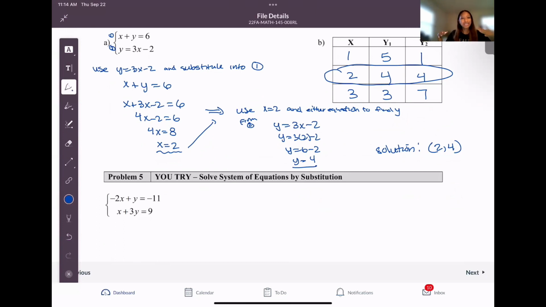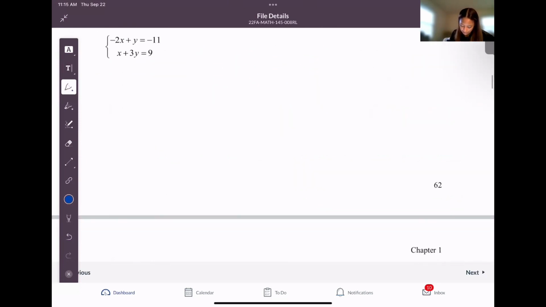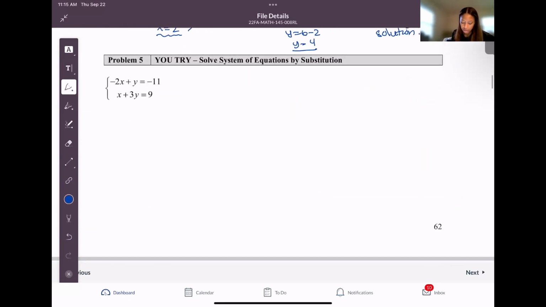All right, so we try in problem 5. Are there multiple points? No, just this one. So for problem 5, when we look at these two equations, we have negative 2x plus y equals negative 11. And then x plus 3y is equal to 9. Remember, your first step is to try to solve for one of the variables in one of the equations. Usually you want to look for the variable that has a coefficient of 1. So for instance, in the first equation, y has a coefficient of 1. In the second equation, x has a coefficient of 1.